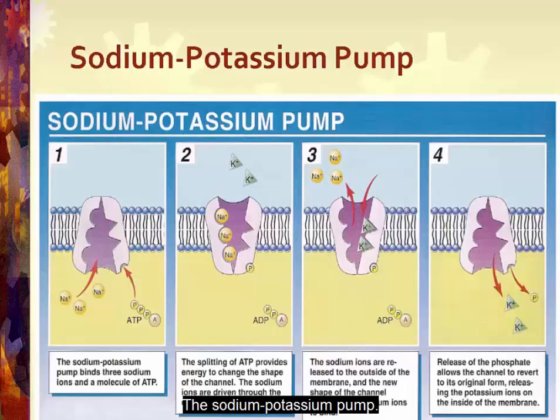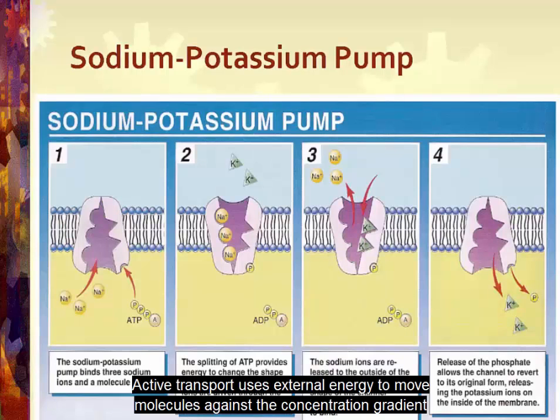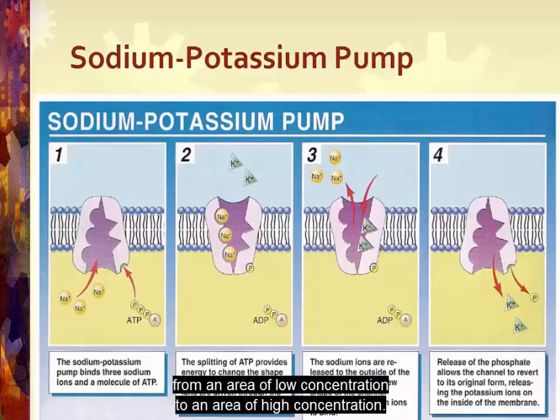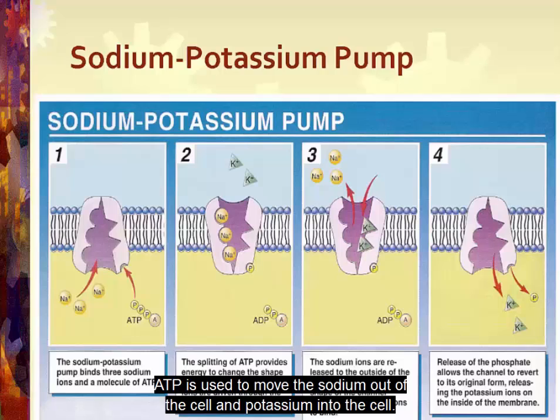The sodium-potassium pump. Active transport uses external energy to move molecules against the concentration gradient, from an area of low concentration to an area of high concentration. An example of active transport is a sodium-potassium pump. ATP is used to move the sodium out of the cell and potassium into the cell.